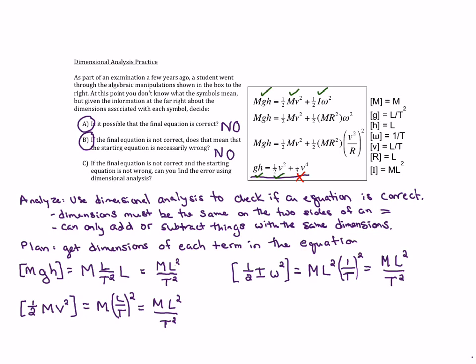So that leads to part C. If the final equation is not correct and the starting equation is not wrong, so these are both the things that we've come to conclude in parts A and B, can you find the error using dimensional analysis? All right, so here's the challenge. Can we pinpoint where the student made the error in this exam using dimensional analysis? So this is something you could do on your own exams. If you found that you got a dimensionally inconsistent answer, you could go back through and troubleshoot your work. All right, so why don't you take a minute to do the analysis and planning for this problem.